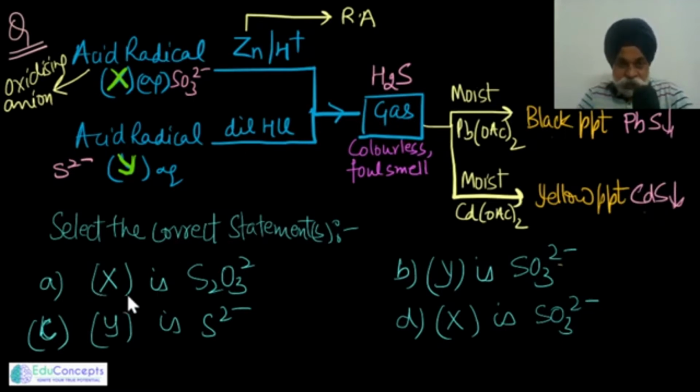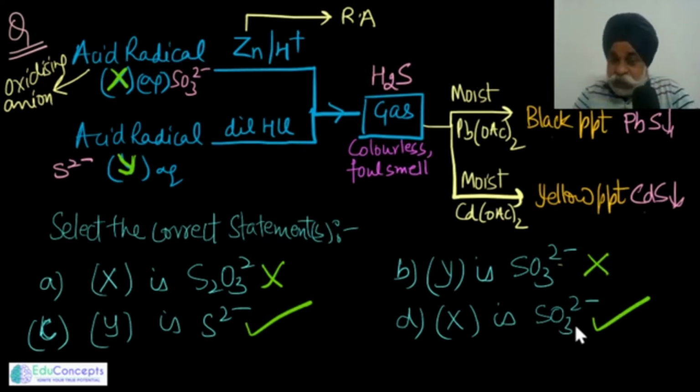So let us see what are the options available. X is thiosulfite, this is wrong. Y is sulfite, no, this is wrong. Y is sulfite, this is correct, and this is correct.